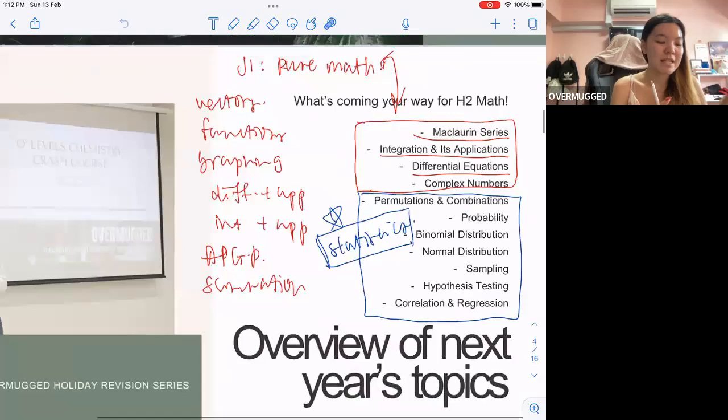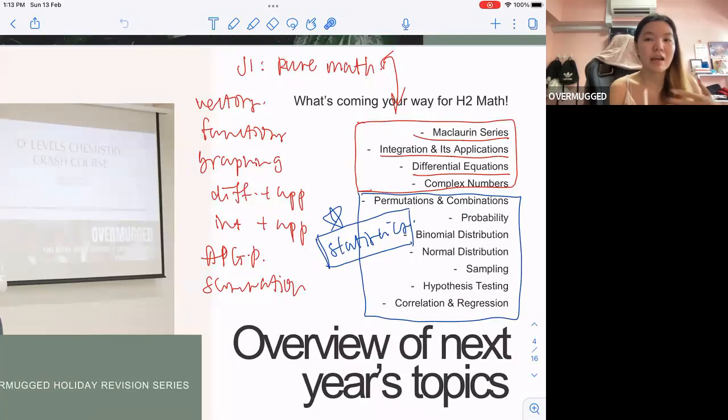What you can expect for year 1 is everything to do with pure math. H2 math is split into 2 parts: we have pure math, and then we have statistics. Statistics is, I think, slightly easier for most people, and you'll be covering that in your year 2, nearer to A-levels. In year 1, what you'll cover is all the stuff in red.